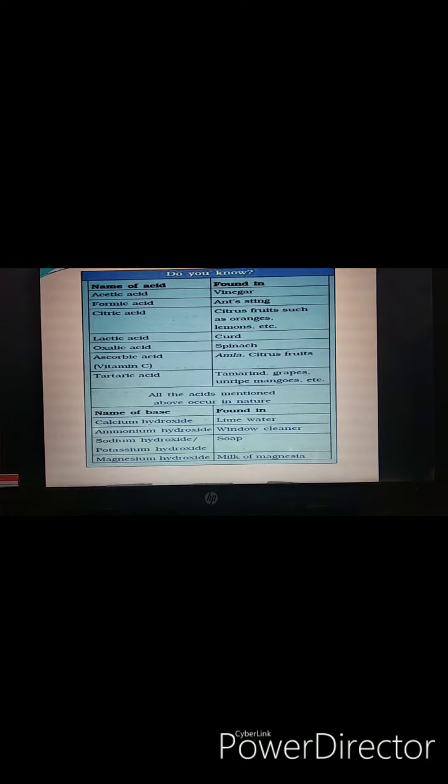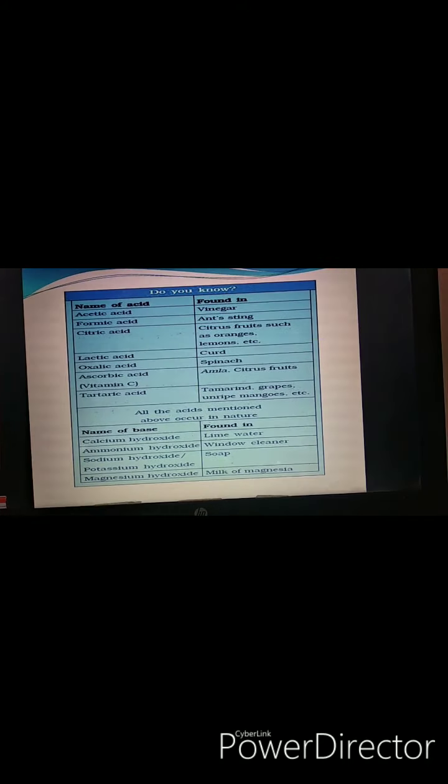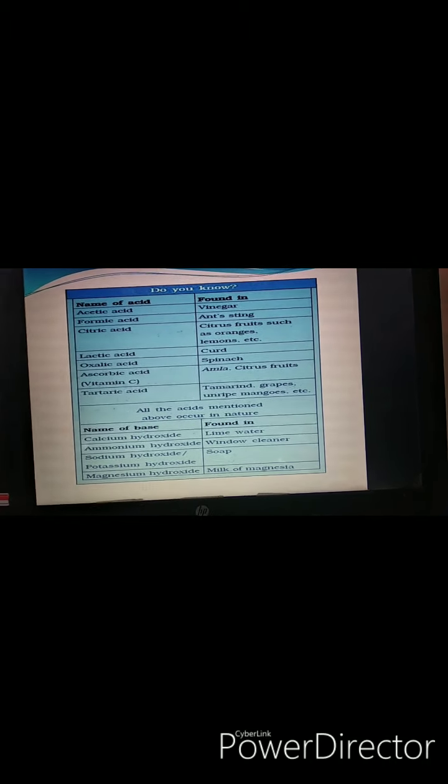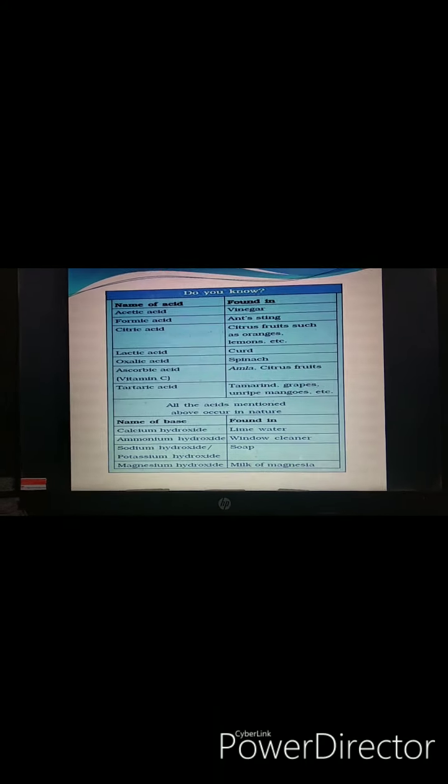Next, ammonium hydroxide, that is in the window cleaner. Next, the sodium hydroxide or potassium hydroxide that we use in our soap. Any type of soap you can take, the ingredients must be sodium hydroxide and potassium hydroxide. Next, magnesium hydroxide, that is milk of magnesia. And milk of magnesia is mostly taken as an antacid. When a person is suffering from an acidic condition, okay, the burning sensation in the stomach or in the esophagus, they take milk of magnesia to neutralize the reaction. Am I clear? Next topic is, students, indicators.